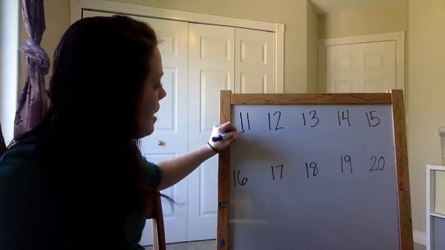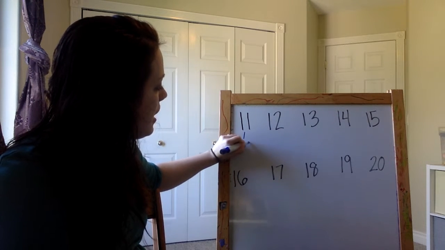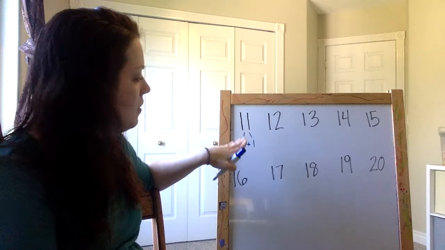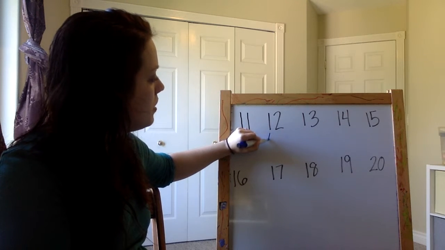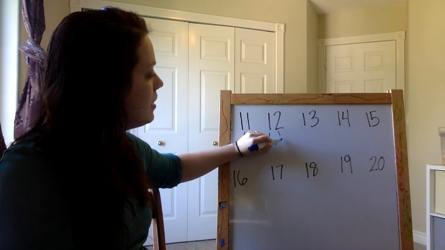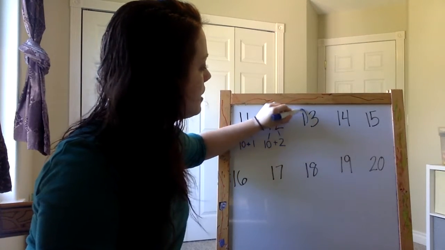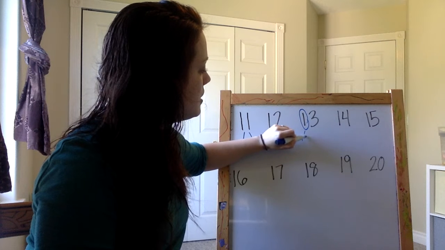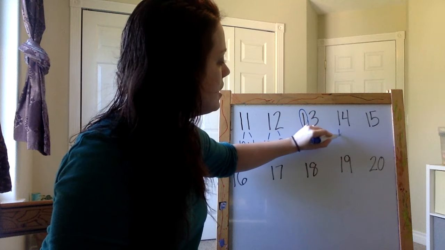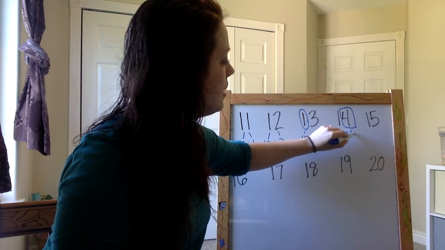11 comes right after 10 because it is made up of 10 and 1. Okay? Right after that, we've got 12. 12 also has a 10 in it and a 2. And then we're going to move on to 13, which also has that 10 right there. 10 and 3. 14 is 10, and it's got some extra there. You can see it's got 4 extra.